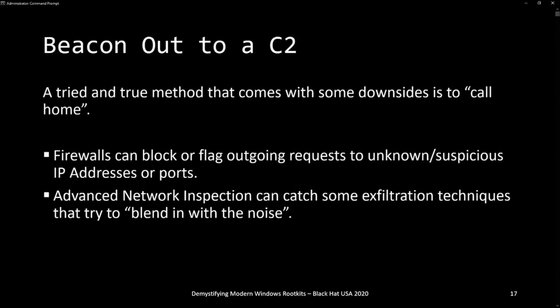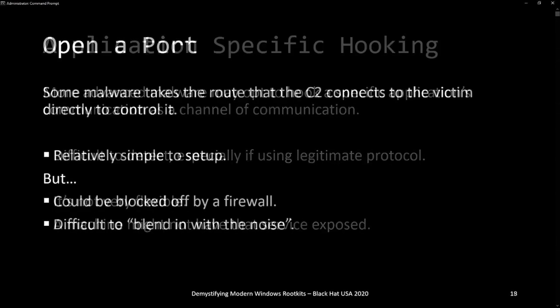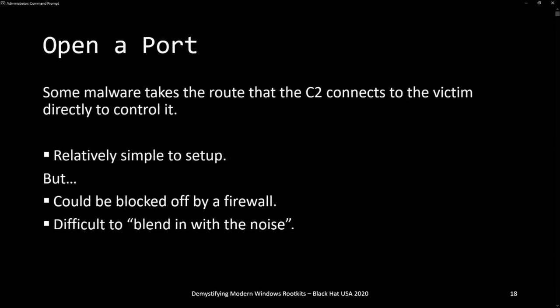So let's talk about communicating with a rootkit. Well, a tried and true method is just to beacon out to a C2. Now, firewalls can block or flag outgoing requests that are to suspicious IPs or ports, and even for the more advanced techniques, there's new features such as advanced network inspection that try to combat them. Another option is just to open a port onto your victim machine and have the C2 connect to the victim. Now, the problem with this is that even though it's relatively simple to set up, it can be blocked by our firewall, and it can be difficult to blend in with the noise.